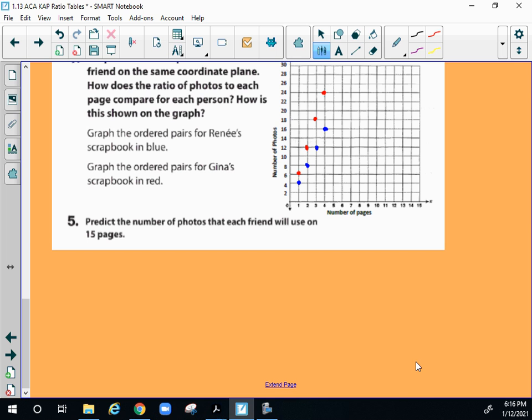So we can predict by using our ratio. So we know that Renee has 1 page with 4 photos, and we want to know how many photos she'll have after 15 pages. So 1 to 15, we can multiply by 15. 4 to whatever our answer is over here, multiply by 15, and we would get 60 photos.